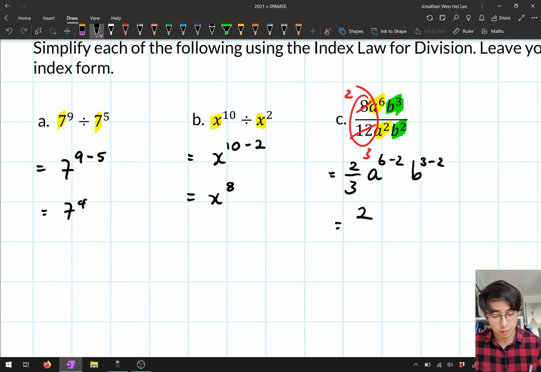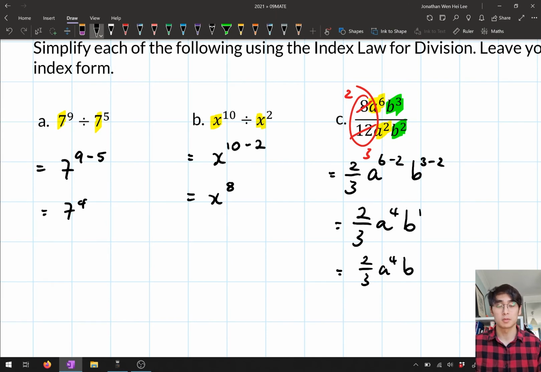So my final answer is going to be 2 over 3, a to the power 4, b to the power 1. Now, we don't write b to the power 1, we just write that as b. And so here, final answer, 2 over 3, a to the power 4 times b.